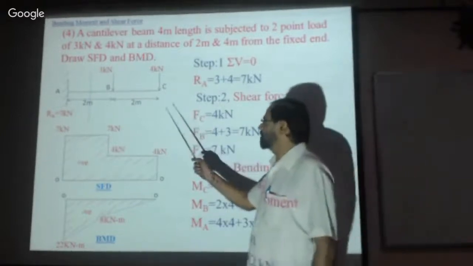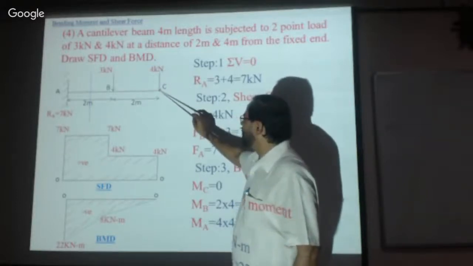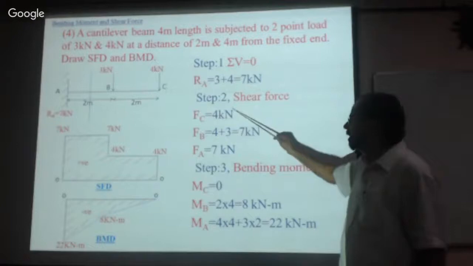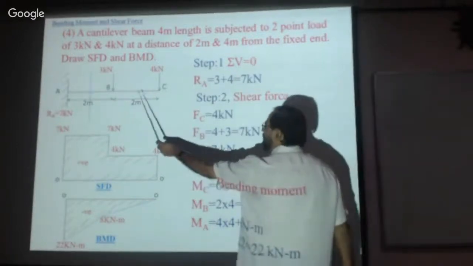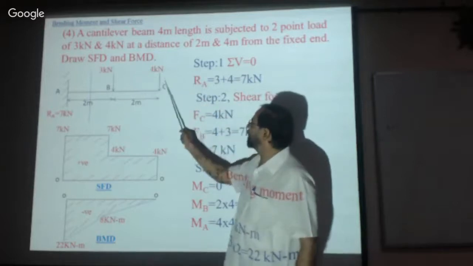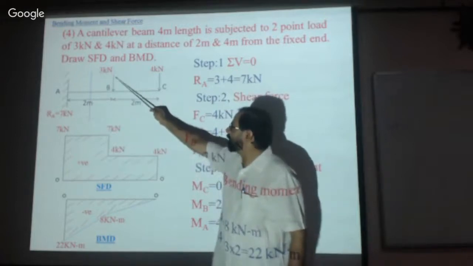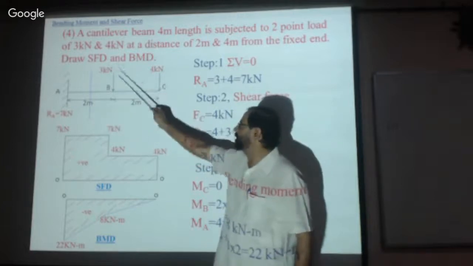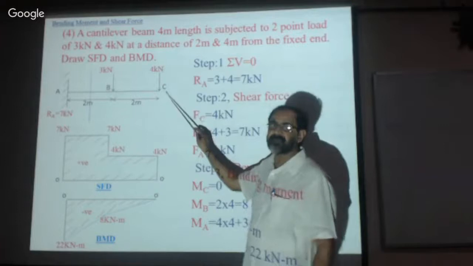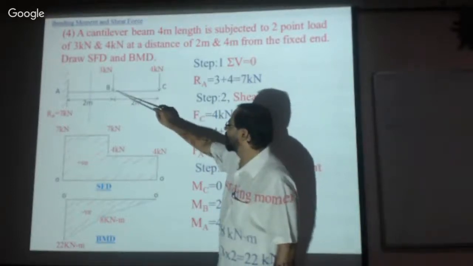In step 2, shear force: see, at point C, let us calculate the shear force at point C. At point C, a 4 kN force is acting downward. Now, if you want to calculate the shear force at this section, on the right side, 4 kN is acting downward. If you consider the left hand side, then 7 is upward and 3 down, therefore the net is 4 kN acting upward. That means left up shear is positive, right down shear is positive according to our sign convention. Therefore, the shear force between these is 4 kN at every point.